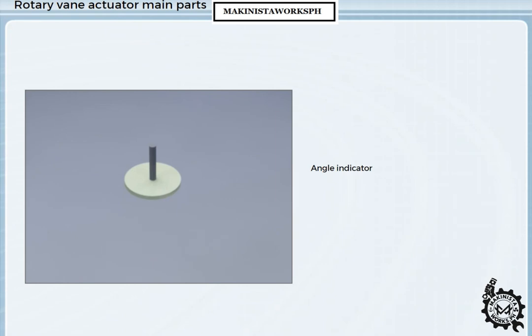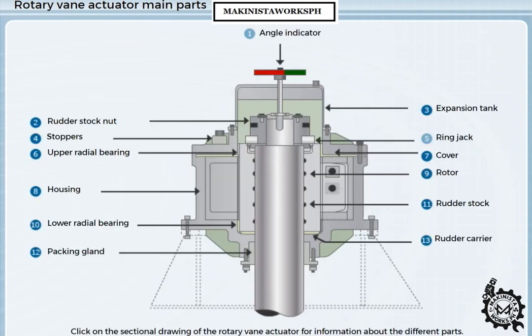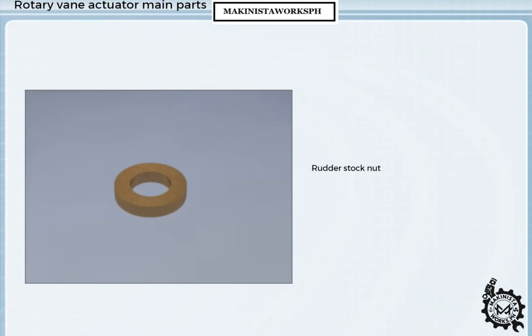Angle indicator. This is fixed to the rudder stock and shows the rudder angle. Rudder stock nut. This nut acts as a securing device for the friction connection between the rudder stock and the rotor.